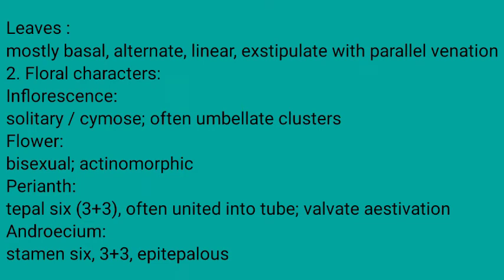Leaves. Most of the leaves are basal. They show alternate phyllotaxy, which means each nodal region contains a single leaf, and linear leaves, exstipulate, which means stipules are absent at the base of the leaves, and they show parallel venation. Here veins and veinlets run parallel to the midrib.